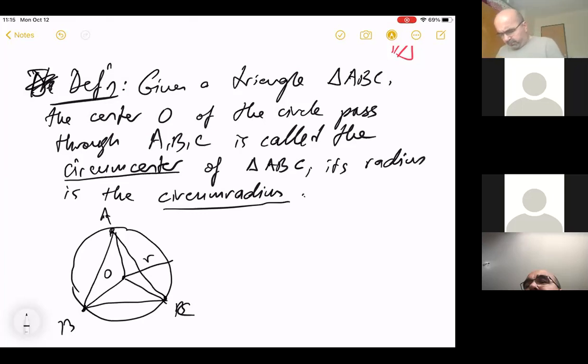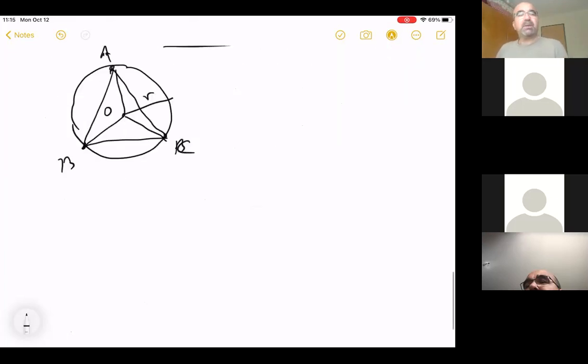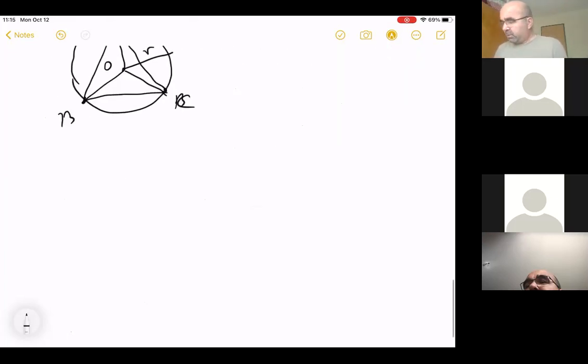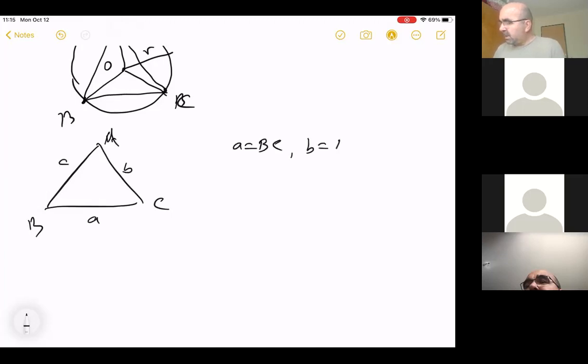Okay. One more thing as preliminaries. Suppose we are given a triangle ABC. We will always denote this side by a, that side by the length b, and this length will be c. So a is BC, b is equal to AC, and c is equal to AB. We will write either way.